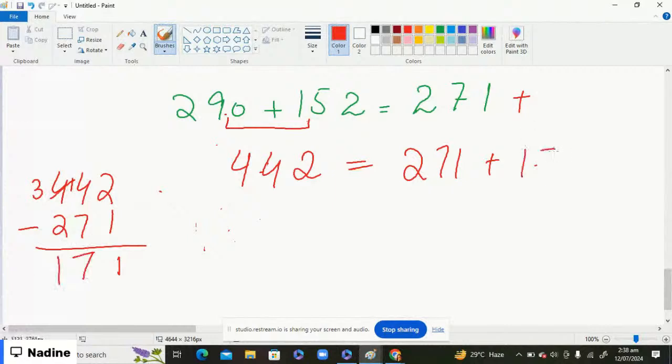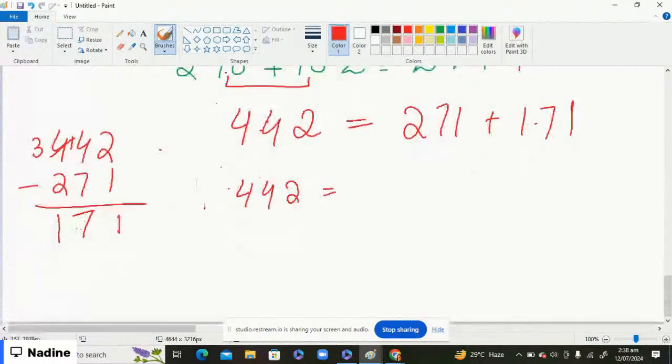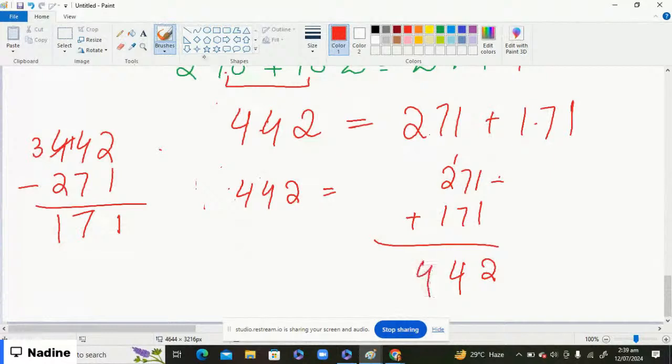So here when you put 171, this is the answer. This is 442. Just adding these two, 271 and 171. Okay, let me just add 271 plus 171. 1 plus 1 is 2, 7 plus 7 is 14, 1 plus 2 plus 3, that is 4. Understand? This is the way to solve this question, and here we get the answer 442. And now both sides of the equation become the same.